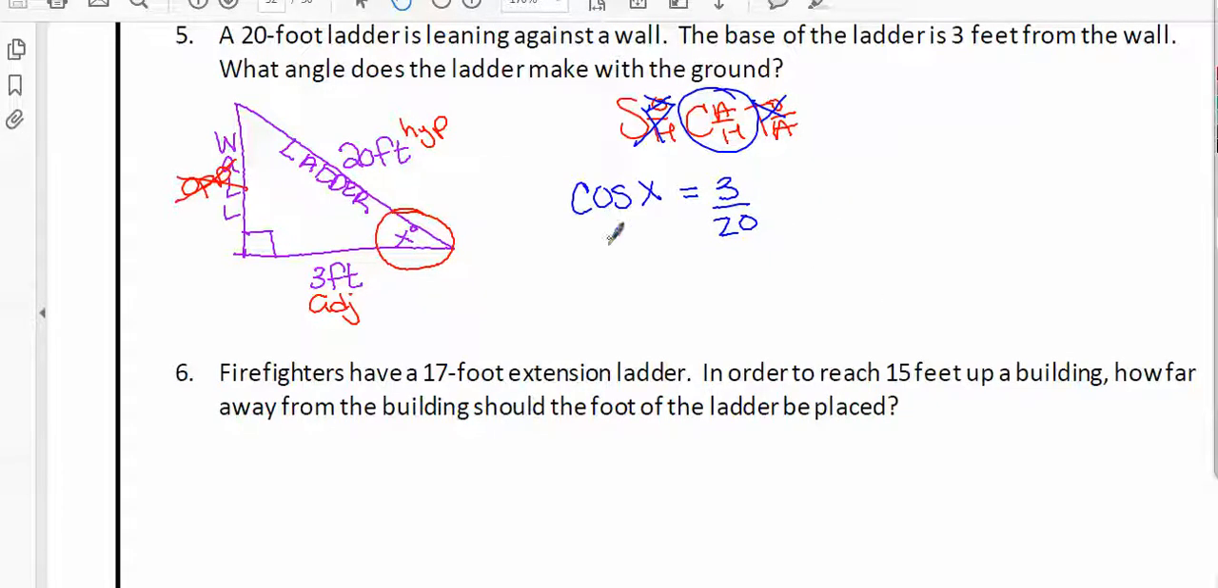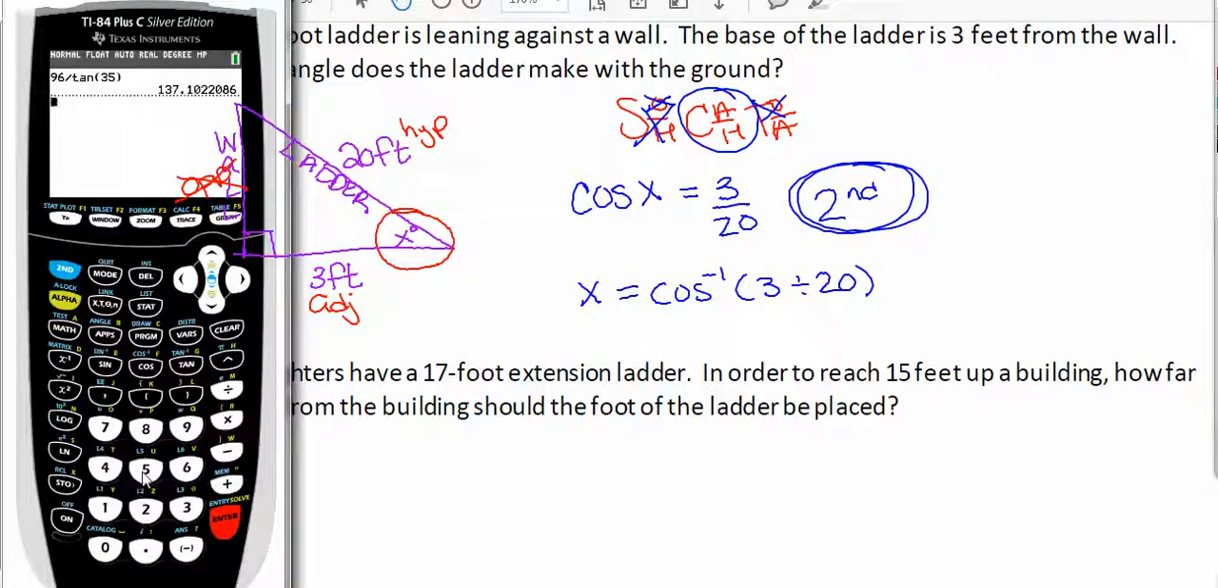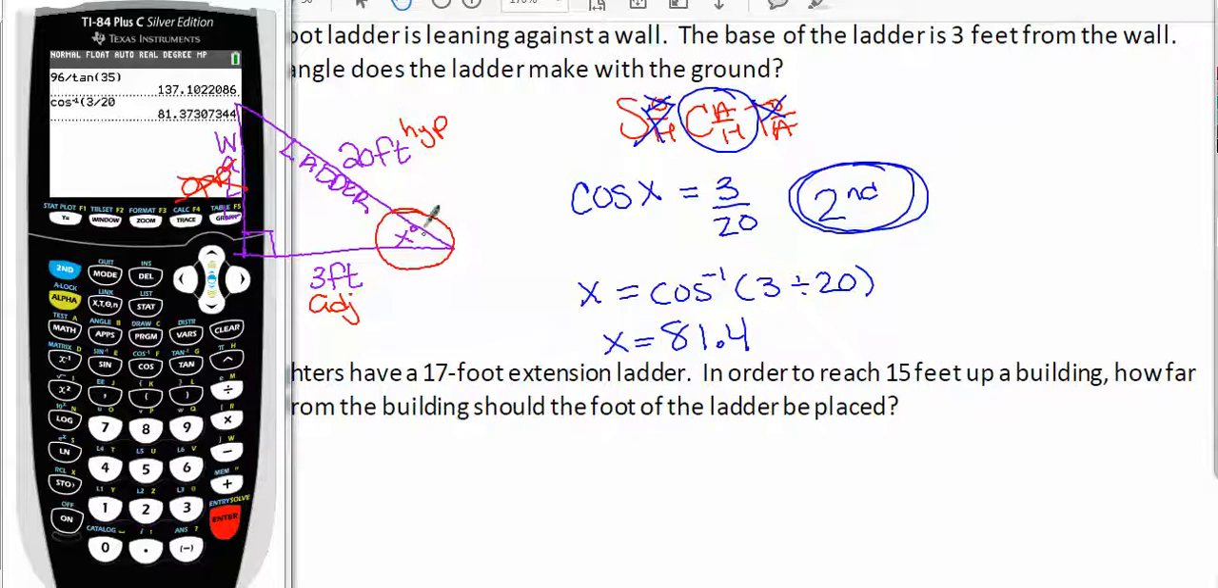So what that tells me is I need to hit the second key. So when I do that, I get x equals cosine inverse pops up, and I say 3 divided by 20. And now I'm going to put that in my calculator. I'm going to say second cosine of 3 divided by 20, and I get 81.4. Now, I did hit the second key, and you can see that I'm talking about degrees, so that is the angle right here that the ladder makes with the ground.